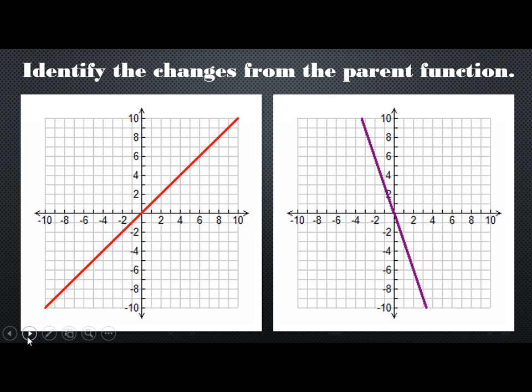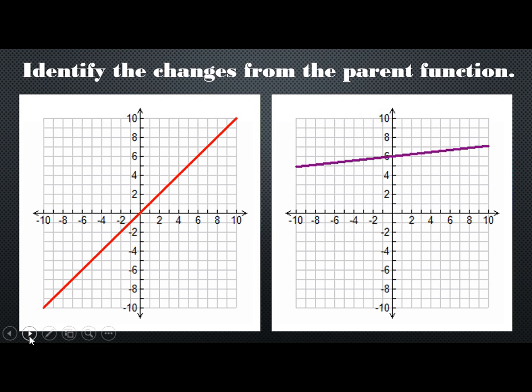Next up, we've got Kimberly and Emma. Kimberly, what's one thing that happened from red to purple? The purple one is less steep. Good. Our purple one is less steep. So originally red was like this, now down like that. Emma, what's another thing that's happened? Good, it went up 6. Vertical shift up 6.